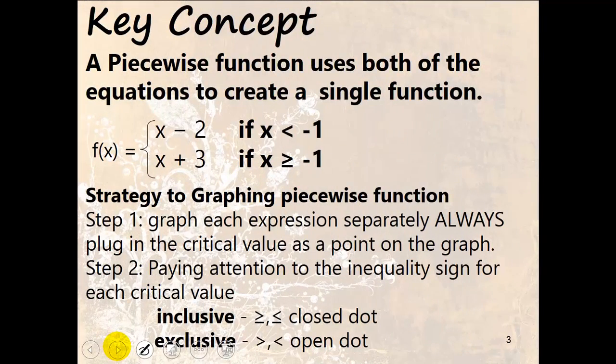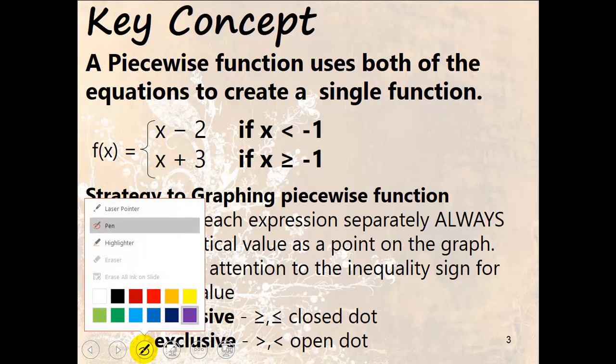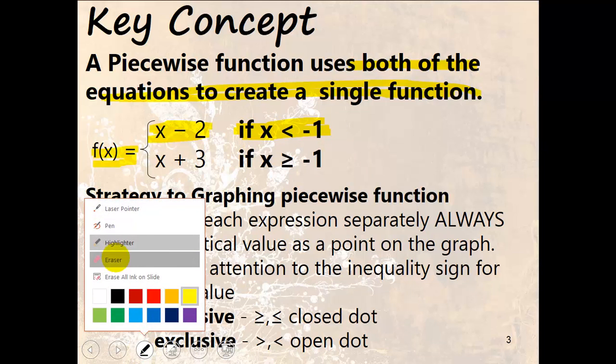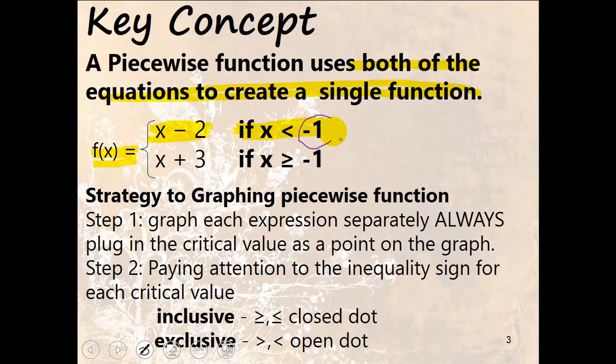All right, now what a piecewise function does is that it puts both of these equations together. It puts both of these equations together to make a single function. So the way we interpret this is that my function, f of x, follows the path x minus 2, or follows this rule, whenever I plug in values that are less than my critical number. I always include my critical number. This is my critical number, or critical value.